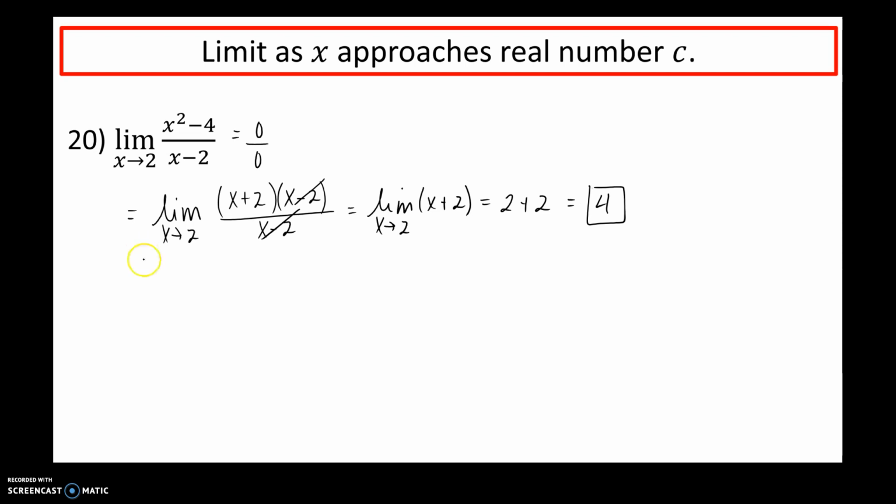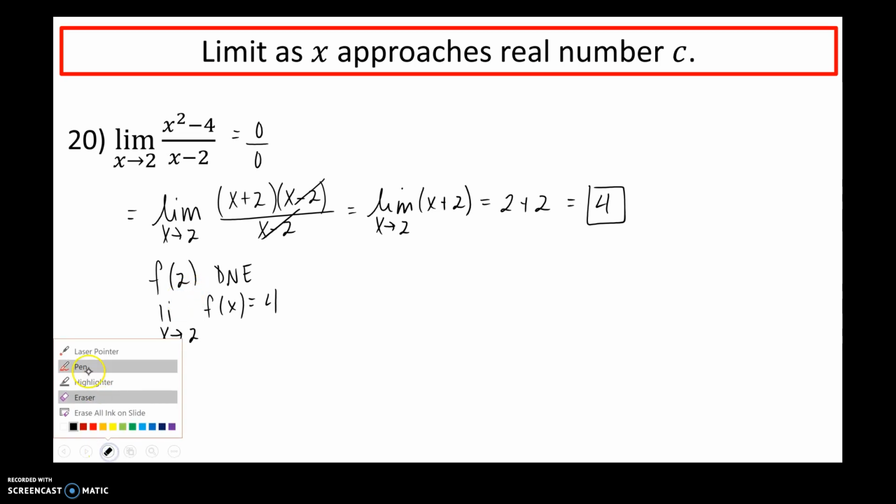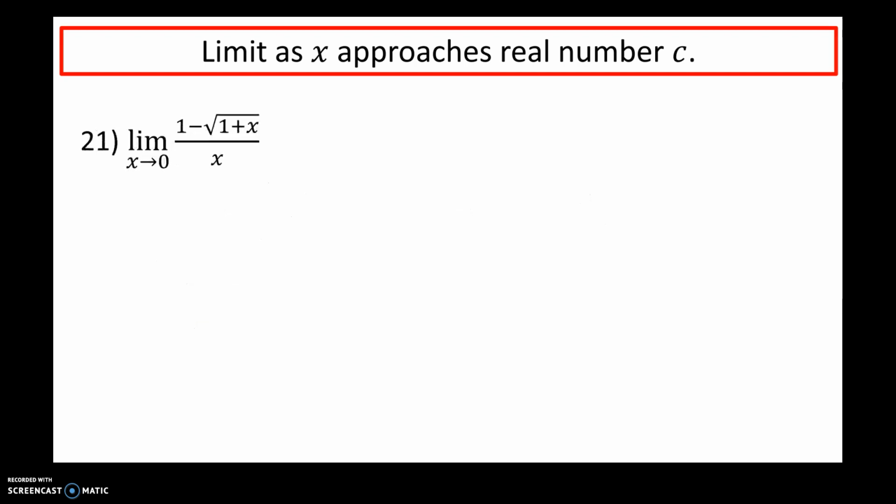Okay. So to recap, that f of 2 does not exist. The limit as x approaches 2, however, does exist. That's a number. That's what we just found to be 4. In class, we'll talk about putting those 2 things together. All right. Always start with direct substitution.